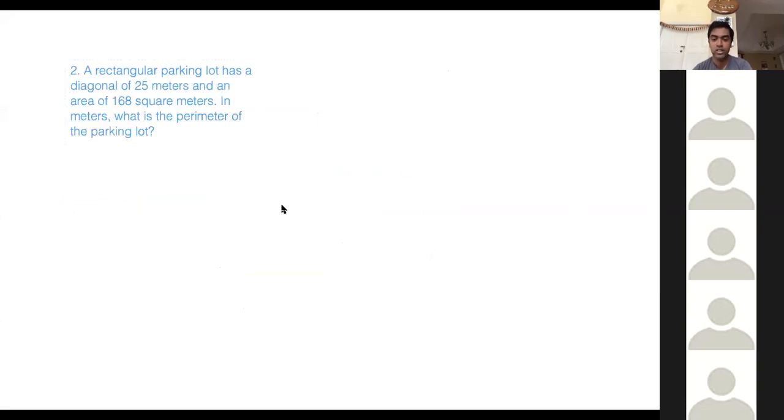Okay, good. 62 is right. Ishan, can you explain? Yeah, so if 25 is the diagonal, that means it can also be the hypotenuse. So you have to find the Pythagorean triple where 25 is the greatest number, which can be 24 and 7. So we just have to see if 24 times 7 equals 168, and it does. So then you want to find the perimeter, so you can just do 24 times 2 plus 7 times 2, which is 48 plus 14, which is 62.